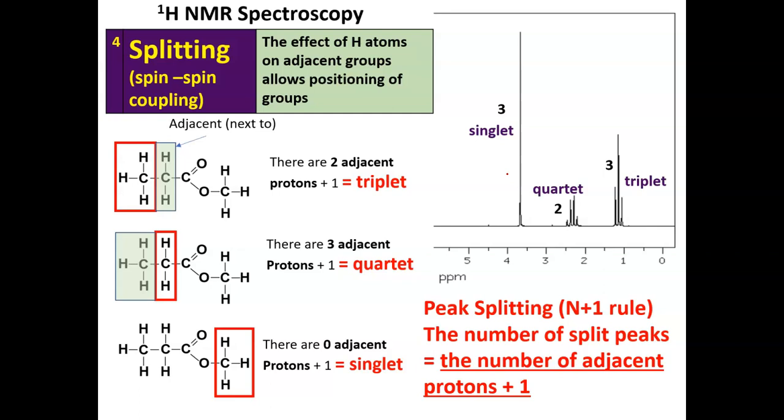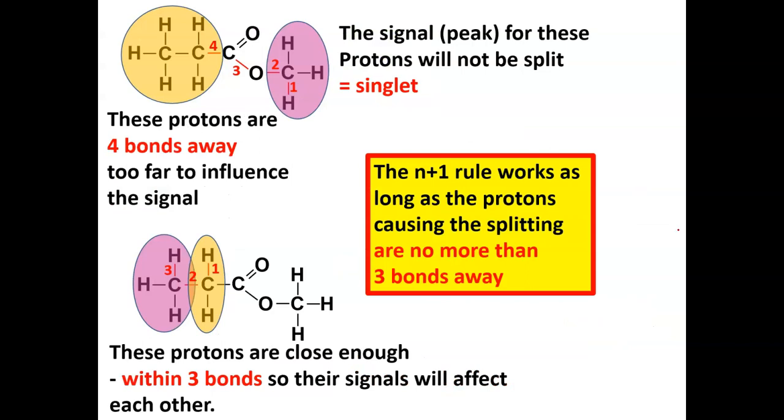The N+1 rule, the number of splits that you get, the number of subpeaks you get, is telling us the number of adjacent hydrogens, and of course plus 1. So a quartet, work backwards, will have 3 adjacent protons. A triplet will have 2 adjacent protons, so do be careful. Okay, and I mentioned this before, of course, the proximity and that 4-bond rule is still in there.